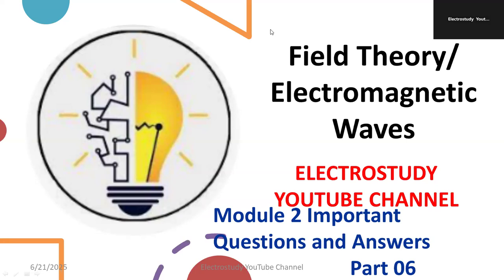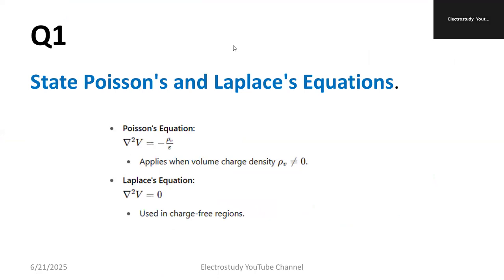In this session, I will be discussing the most important questions and answers from module 2 of electromagnetic waves. So we'll be discussing them individually. The first important question which I observed from the previous year university question papers is: number one, state Poisson's and Laplace equations. You need to elaborate on it. So explain Poisson's and Laplace equations.